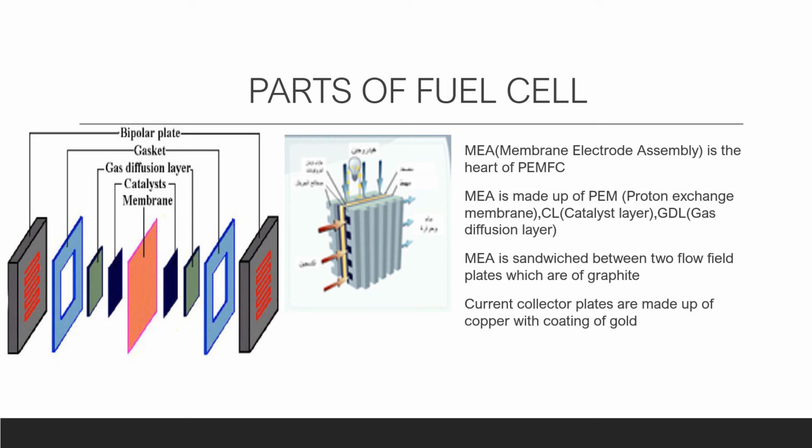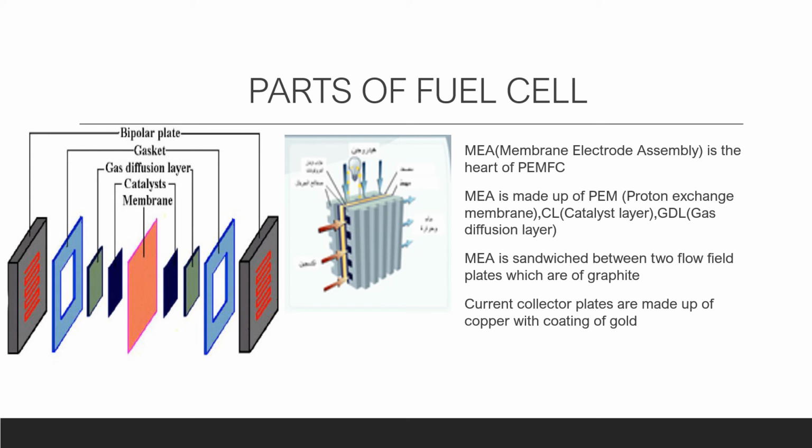When you combine all these, it will form the single cell like this. So this one is the single cell, and when you combine such single cells together, it will form a complete stack. So we have the MEAs. If we see the description here, MEA is made up of the proton exchange membrane, the catalyst layer, which is the platinum catalyst, and the GDL, gas diffusion layers, which are made up of carbon paper.